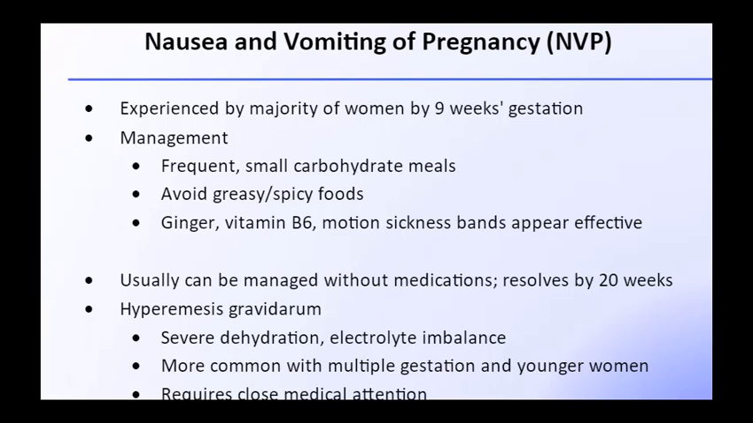In some women, hyperemesis gravidarum, which is extreme, persistent nausea and vomiting during pregnancy, can cause dehydration and electrolyte imbalance and become serious, requiring close medical attention. Hyperemesis gravidarum tends to be more common in younger women and in multiple gestations.